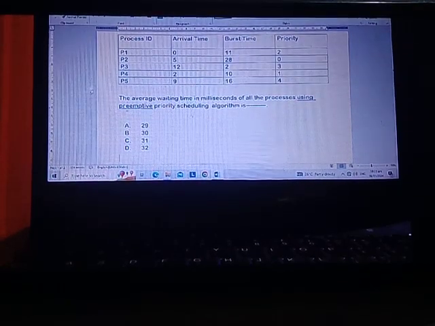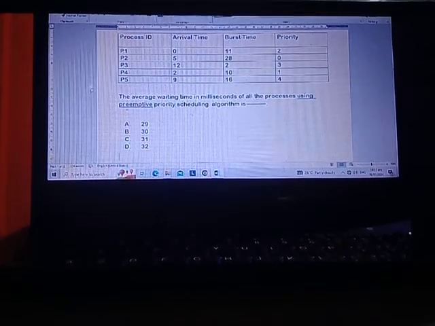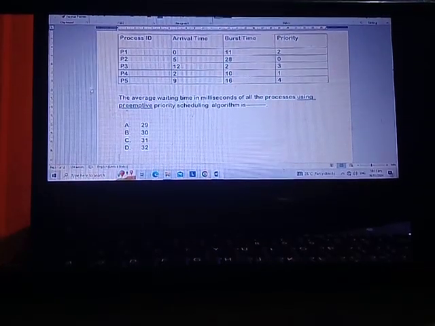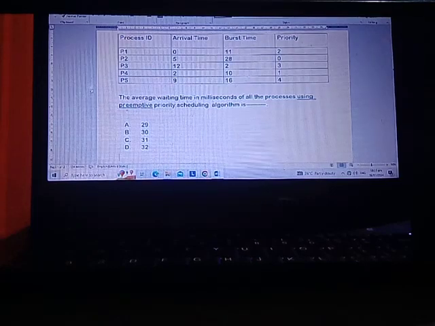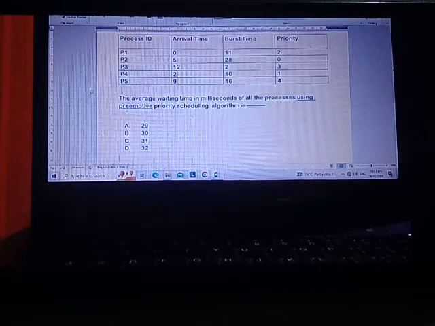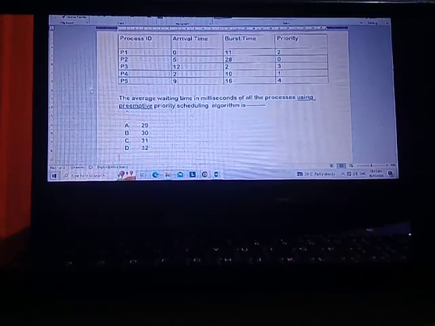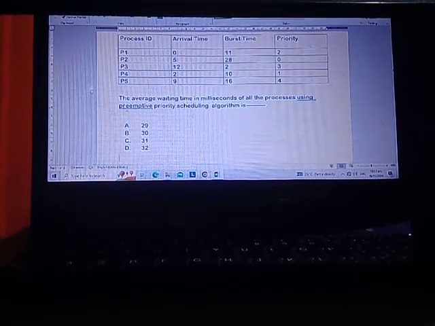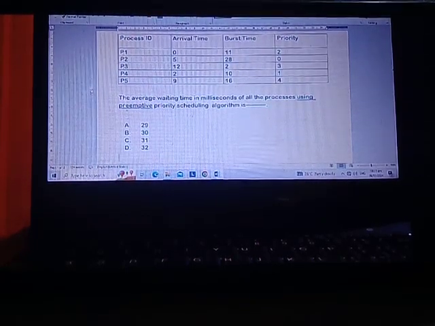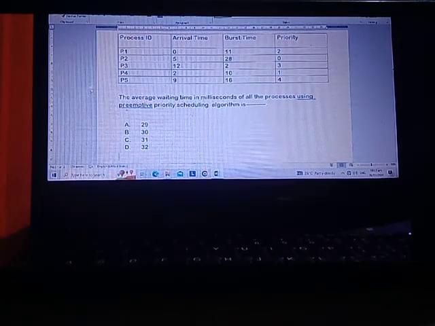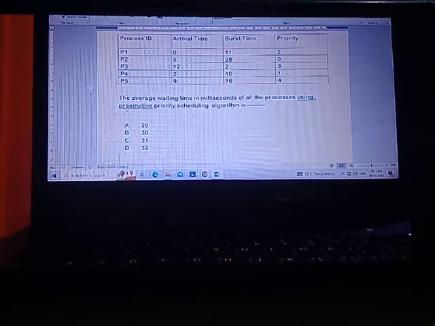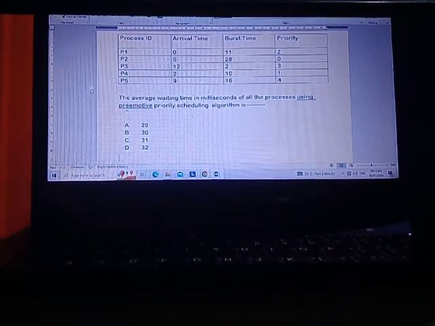So what is the next arrival time that we have after P4? It is P2, which arrives at 5 milliseconds. Let's check the priority of P2. It is 0. So 0 is the highest priority that we have. So the priority of P2 is higher than that of P4, which was currently executing. So what will happen? P4 will be preempted and P2 will get the CPU. The CPU is taken away from P4 and P2 gets the CPU for its execution.